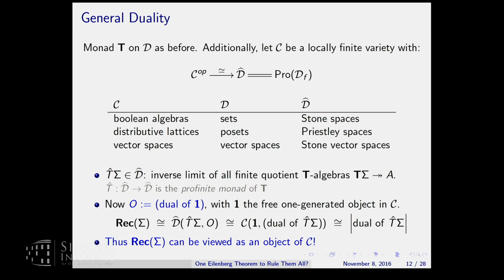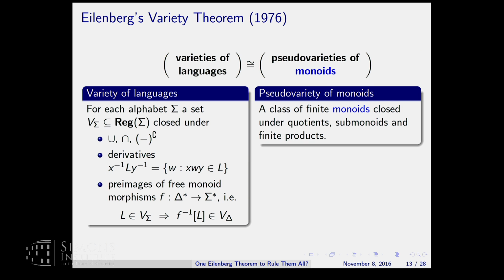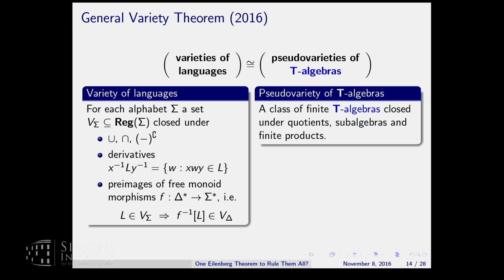And then this T hat is actually very important for the proofs, but it's not going to reappear in the talk from now on. All right, so back to the statement of Eilenberg's variety theorem. So there it is. Now I want to massage this and replace bits and pieces and get to the statement of the general Eilenberg theorem. So first of all, monoids, of course, are going to be replaced by T-algebras, well, 40 years later.